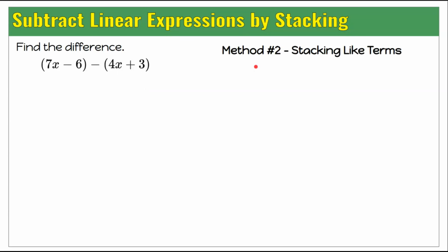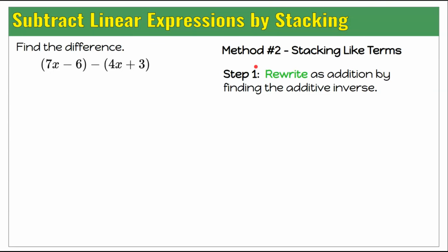So method 2, stacking like terms, just like we did with adding linear expressions, we're first going to rewrite as addition. So when we do this, we're going to do 7x, change to addition, and add the opposite of 6, which is negative 6. And then I'm going to change this subtract to add, remembering I have my negative 1 that I'm going to multiply to each term to get my additive inverse. Negative 1 multiplied by 4x is negative 4x. Negative 1 multiplied by positive 3 is negative 3.